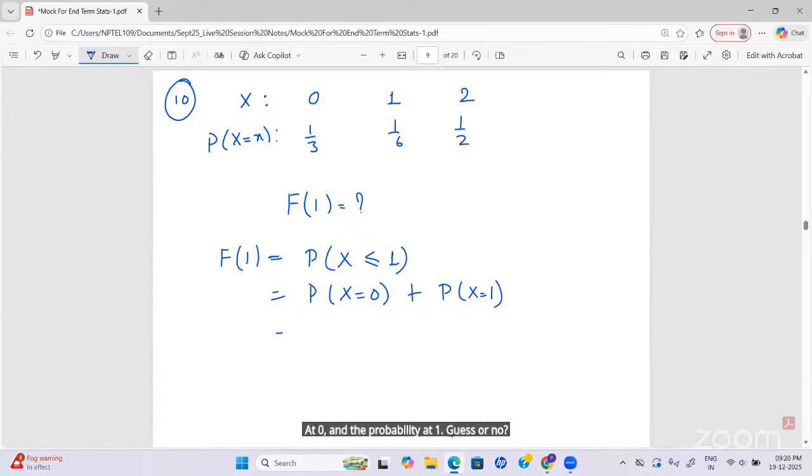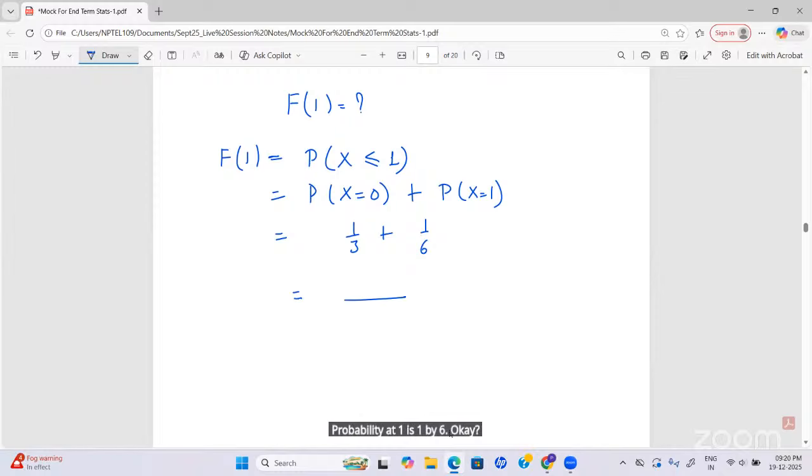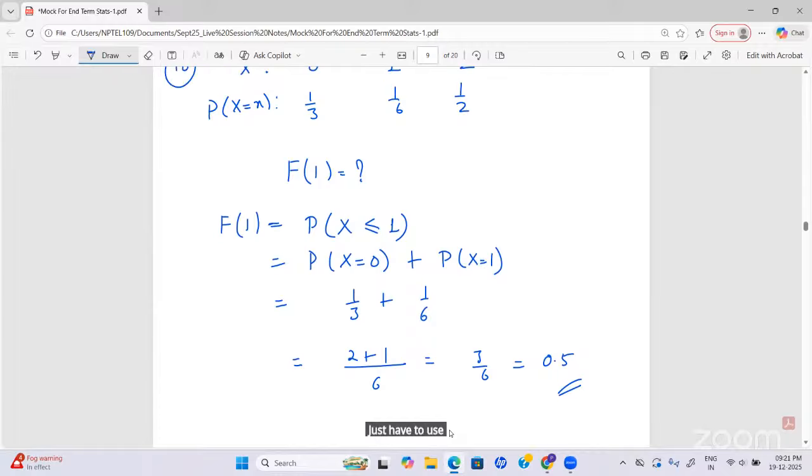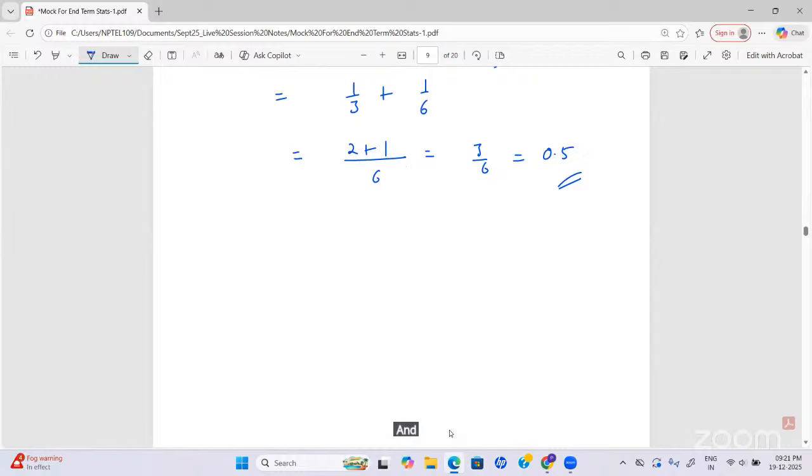So probability at 0 is 1 by 3, probability at 1 is 1 by 6. So simply it will be 3 by 6, which is 1 by 2, 0.5. This is the simple question, I hope it is clear to everyone. You just have to use the formula of CDF and some properties of it, and you can easily solve this question.